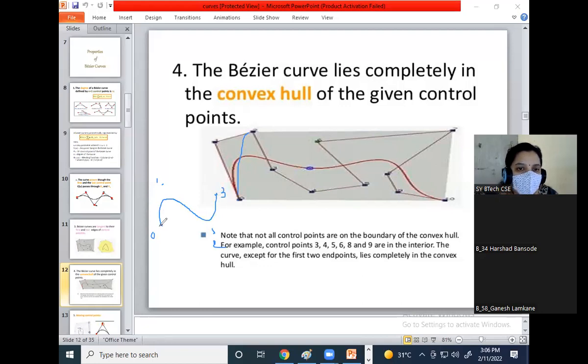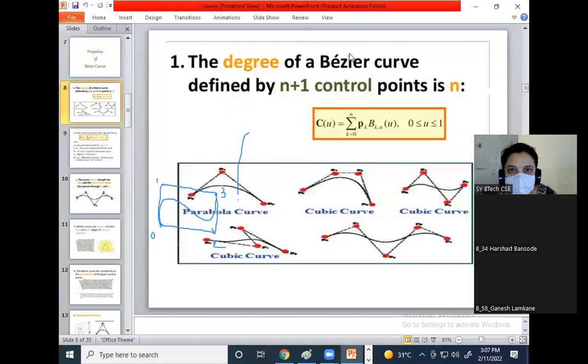And whenever I am drawing the convex hull of all the control points, then your curve always lies inside that convex hull. So we can see the earlier example. See here, if I am going to draw the polygon for these 3 points, I am going to connect first, second, second, third, and third, first. So this triangle is called the convex hull, and the whole Bezier curve lies inside this convex hull.